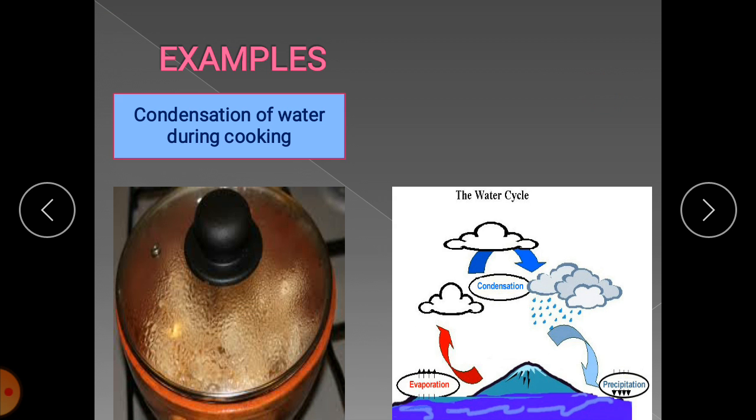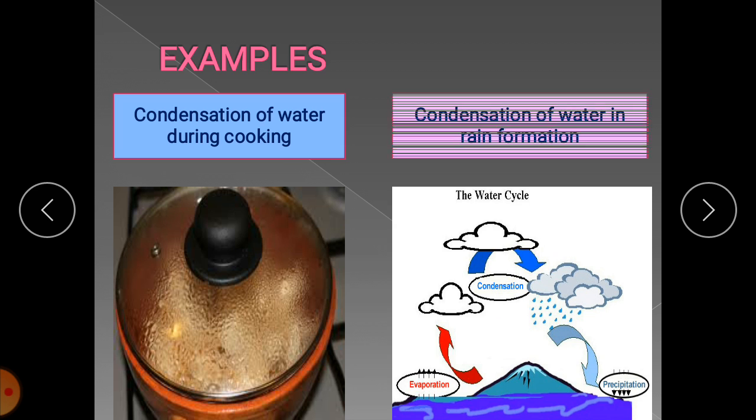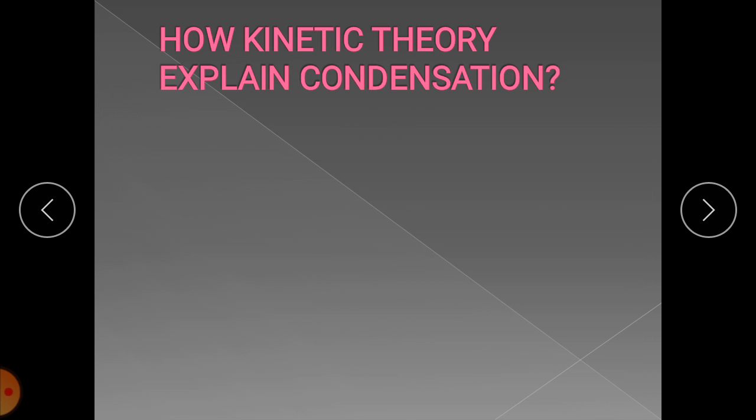Condensation of water during cooking, and the water cycle, evaporation takes place, and after that what happens? These vapors come back to the surface. Condensation of water in rain formation. What happens in rain? By the process of evaporation, all these particles of water go to the atmosphere, and after that what happens? At a specific time, these vapors come down to the earth.